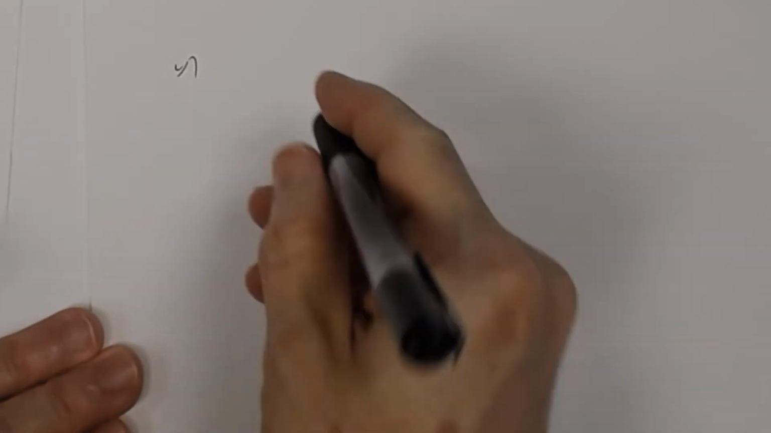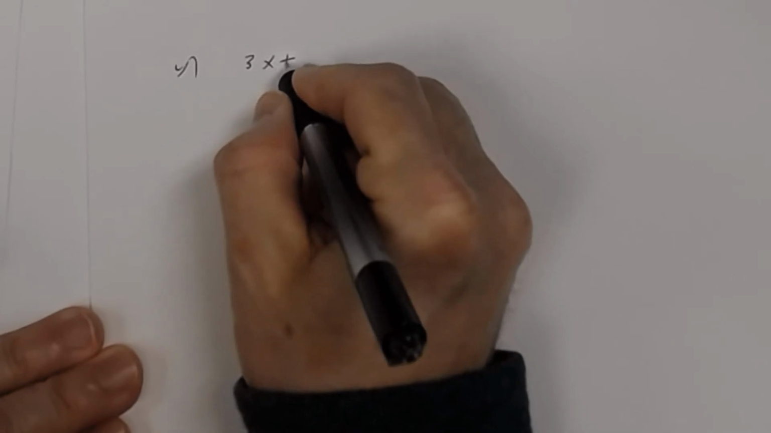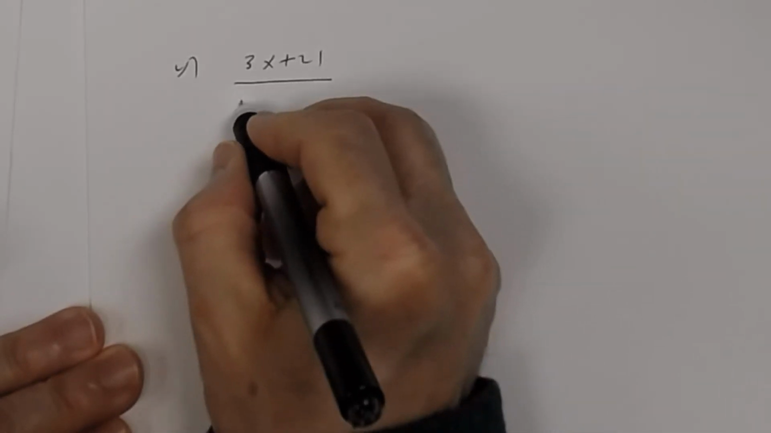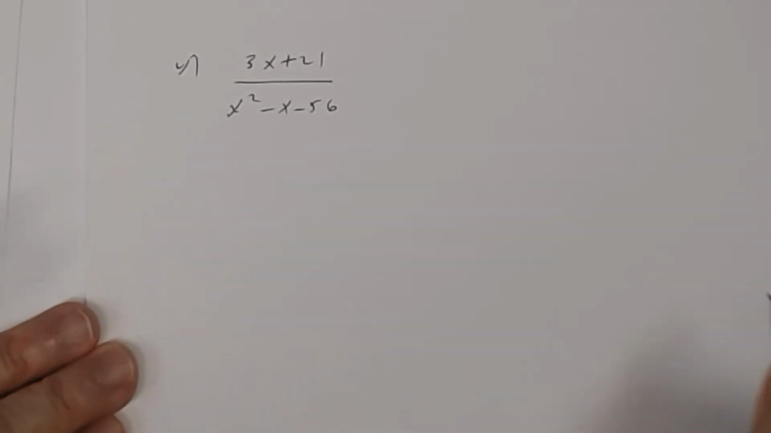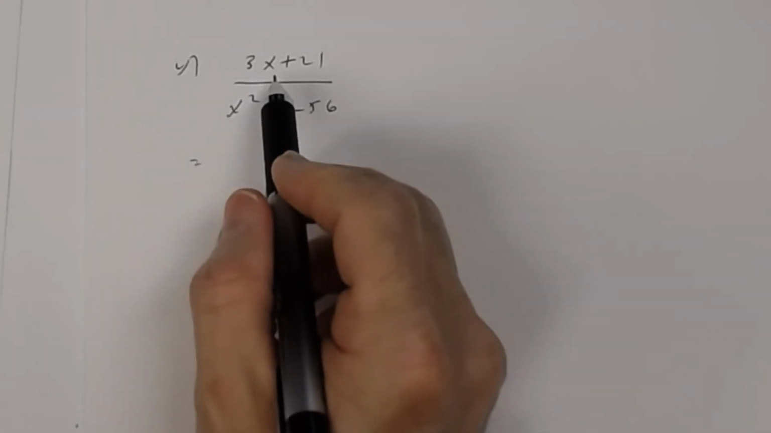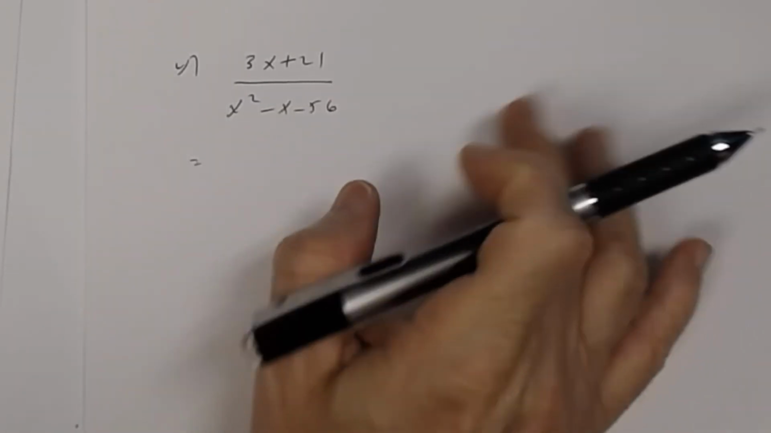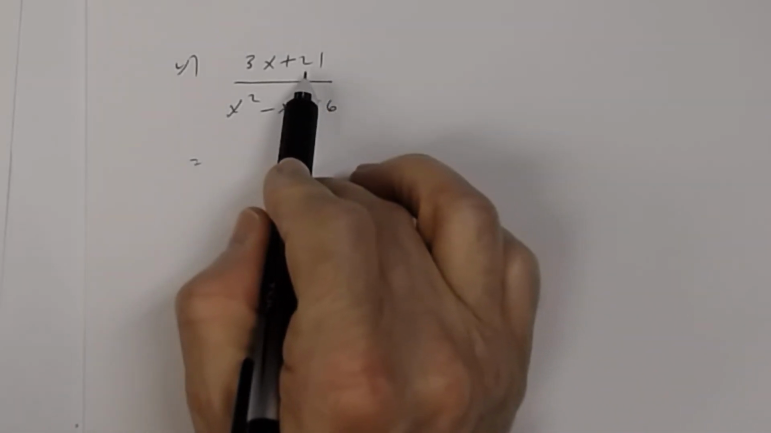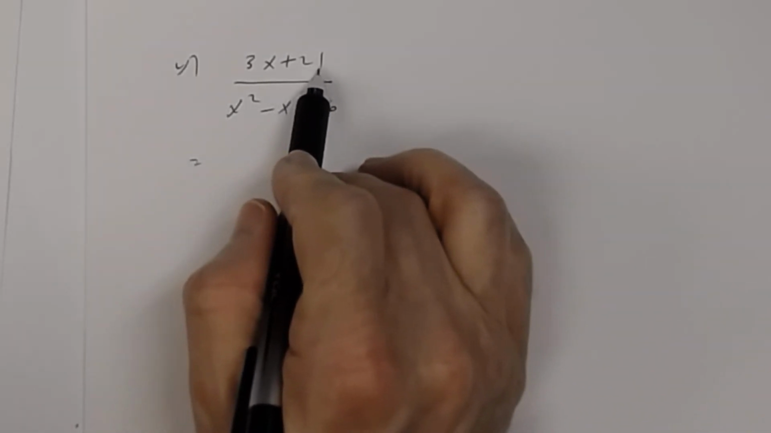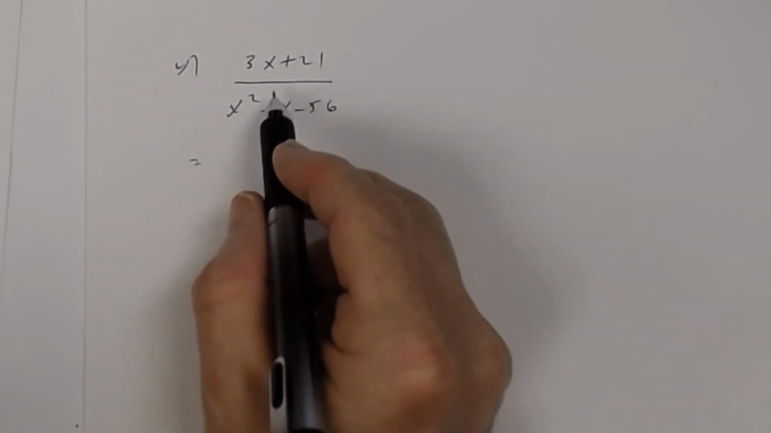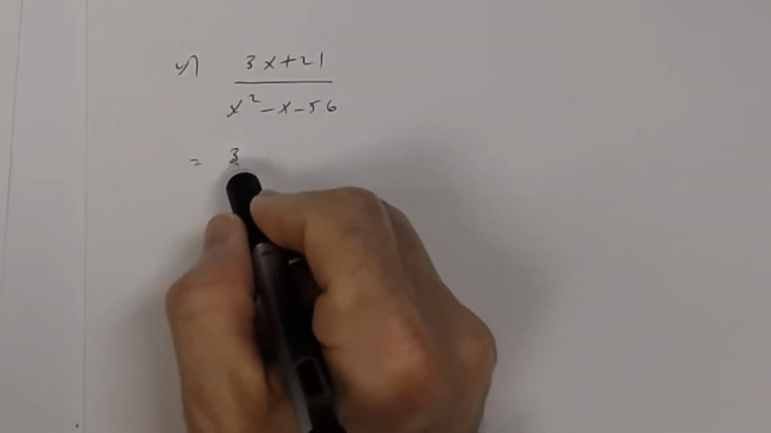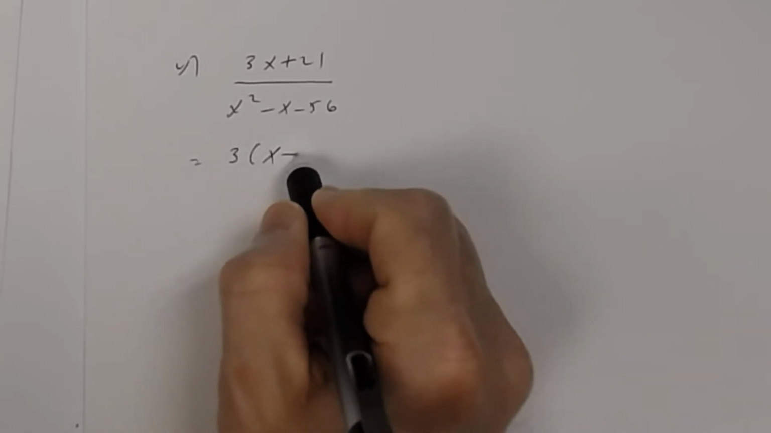Number 4, we have 3x plus 21 divided by x squared minus x minus 56. Okay, so the numerator, that's easy to deal with. I'm not going to go off to the side and do any work because I can look at this and see how to factor it. I can factor out a 3. It's a linear polynomial, so I'm going to factor out a 3. I get 3 times x plus 7.